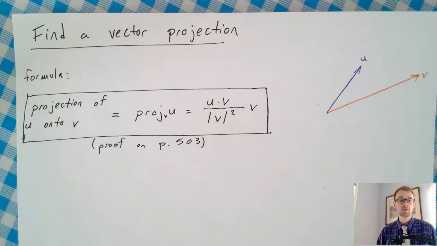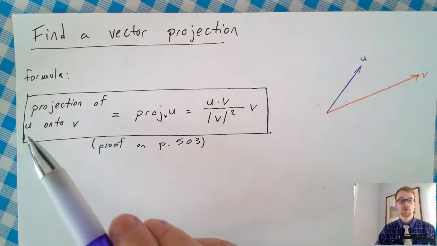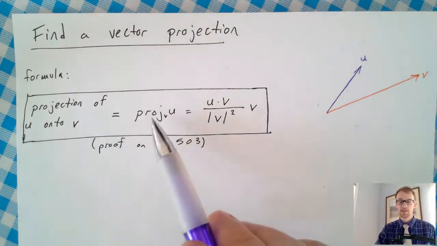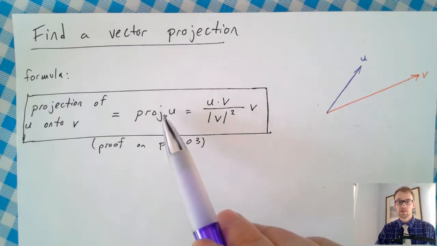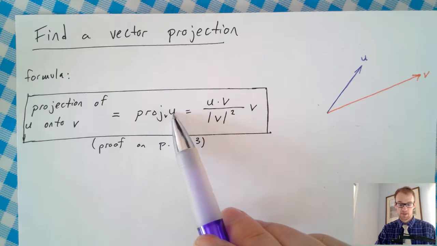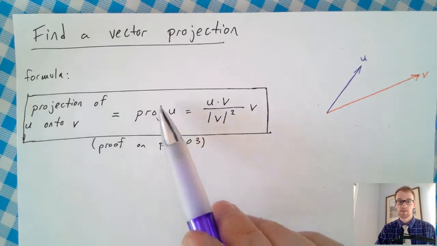So this is for your notes. To find a vector projection, the formula is right here. The projection of a vector u onto vector v. This is the notation. Projection of u onto v. The vector that's being projected is big. The vector that's being projected onto is small in the subscript. So that's what that means.